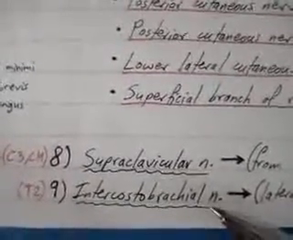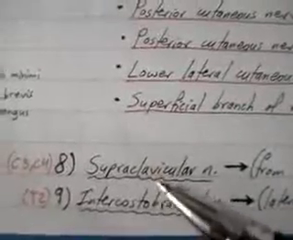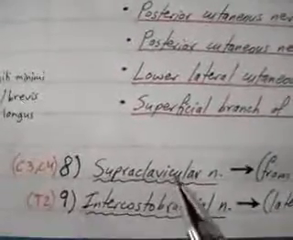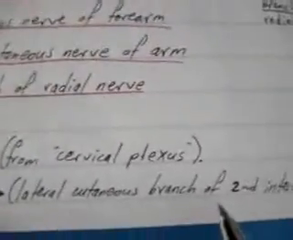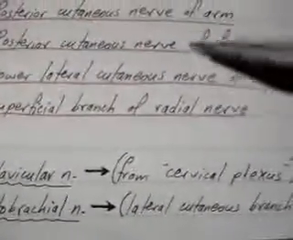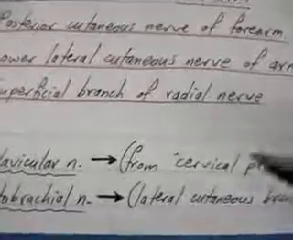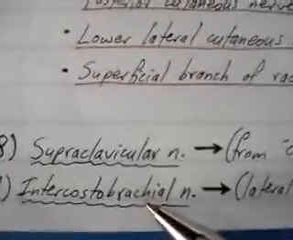Lastly, we will look at two more nerves. One is called the supraclavicular nerve, and one is called the intercostobrachial nerve. These are not part of the brachial plexus. The supraclavicular nerve, C3, C4, comes from the cervical plexus of the neck. The intercostobrachial nerve, or T2, comes from the lateral cutaneous branch of the second intercostal nerve. All the intercostal nerves give off posterior, lateral, and anterior cutaneous branches.